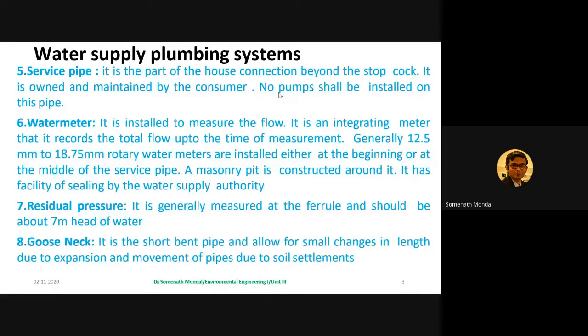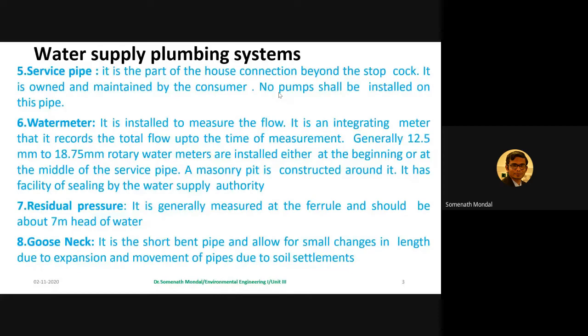So generally 12.5 mm to 18.75 mm rotary water meters are installed either at the beginning or at the middle of the service pipe. And a masonry pit is constructed around it, and it has facility of sealing by the water supply authority. So if water supply authority see that there is a case of theft, or people are illegally taking out water by bypassing the water meter, in those cases they have the authority to seal this. Fine. So usually you have that iron box fitted, or you have this kind of masonry pit which will be constructed.